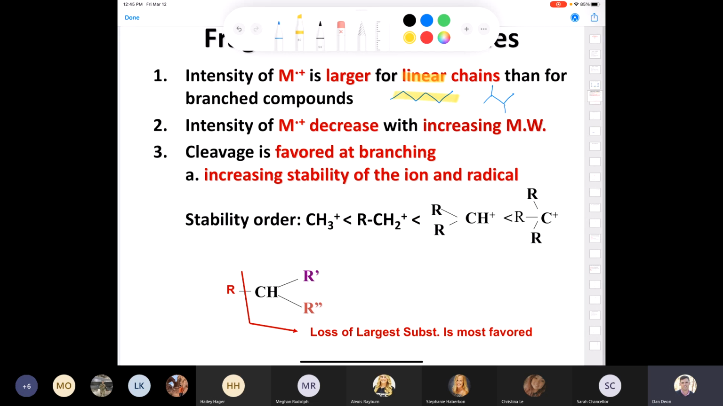The intensity of the molecular ion tends to decrease with increasing molecular weight. Also, cleavage is going to be favored at branches, and the way that we determine which cleavage will be favored is based off of the stability of the cation that's produced. We went over this in the lecture course, but you should know that as we go from a methyl to a primary to a secondary to a tertiary radical, stability increases, on account of hyperconjugation.